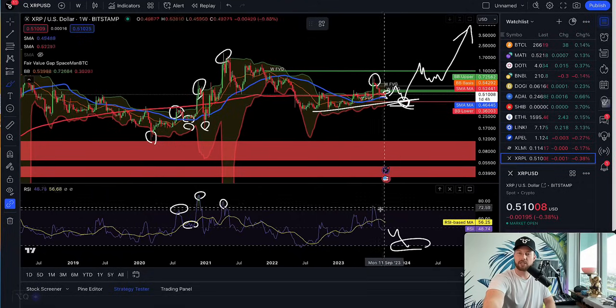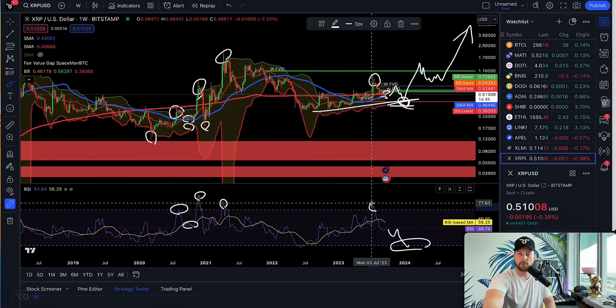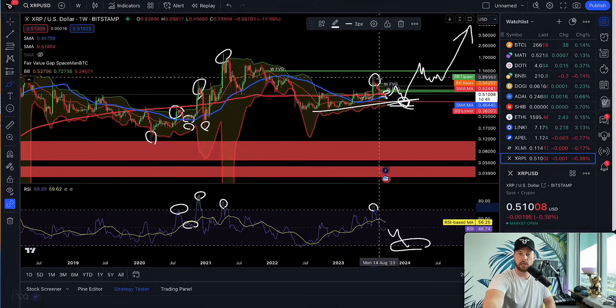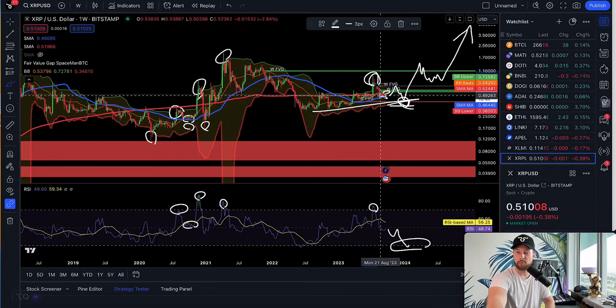So let's look at some good examples of this, because the perfect example would be July 23rd, when XRP was above 70 on the RSI. It was also above the upper portion of the top Bollinger Band right here. A good time not to enter. Like, if you're just holding, that's fine, but that's a bad time to buy. You don't want to buy.